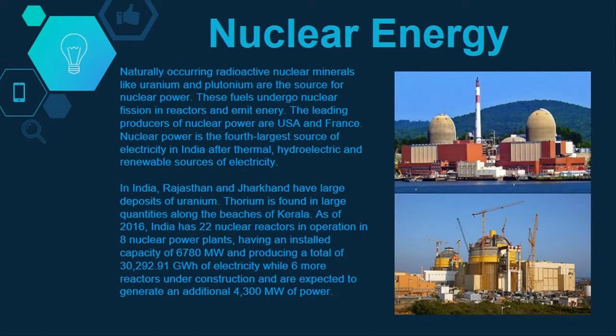Nuclear energy. Naturally occurring radioactive nuclear minerals like uranium and plutonium are the source for nuclear power. These fuels undergo nuclear fission in reactors and emit energy. The leading producers of nuclear power are the USA and France. Nuclear power is the fourth largest source of electricity in India after thermal, hydroelectric and renewable sources of electricity. In India, Rajasthan and Jharkhand have large deposits of uranium. Thorium is found in large quantities along the beaches of Kerala.